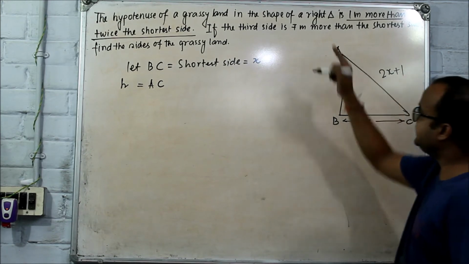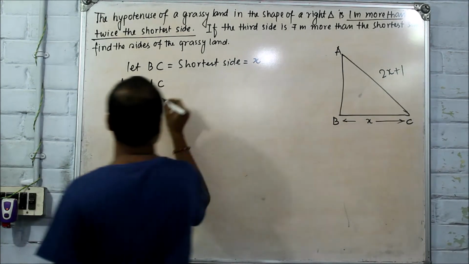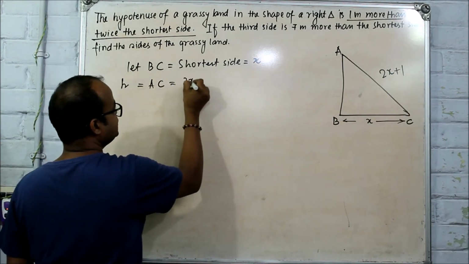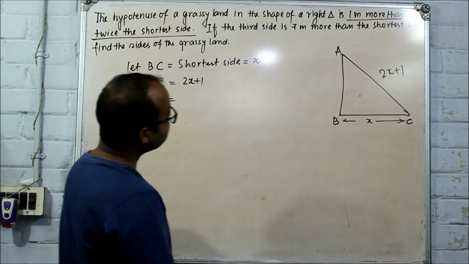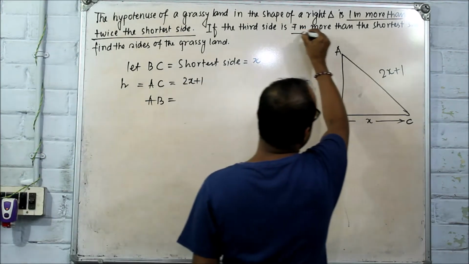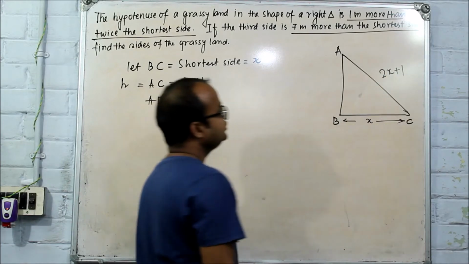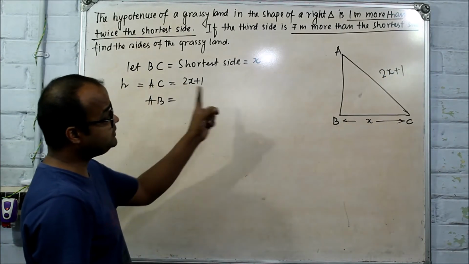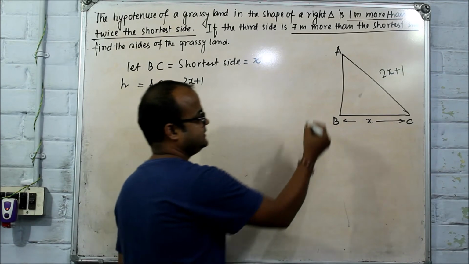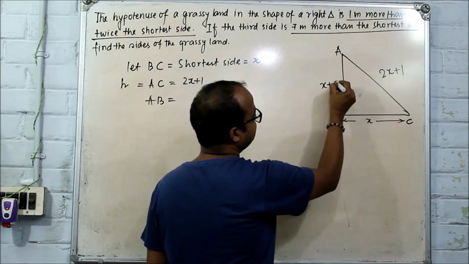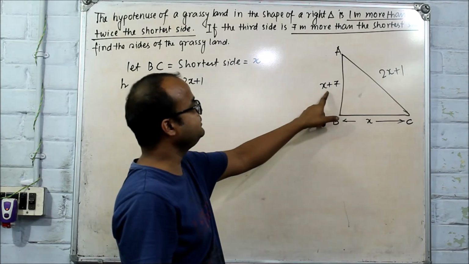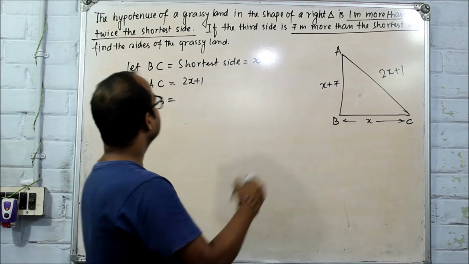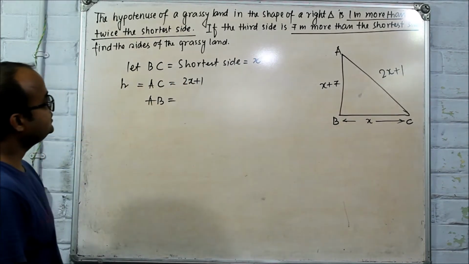So AC is given as 2x plus 1. Now the third side is AB. The third side is 7 meters more than the shortest side. The shortest side is x, so 7 meters more than that means x plus 7. Now find the sides of the grassy land.